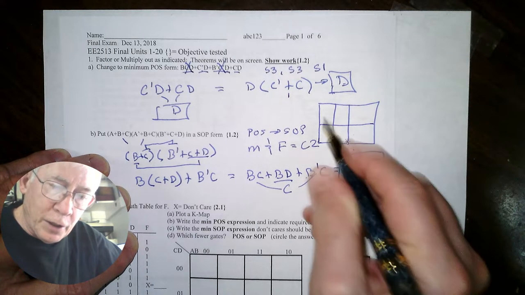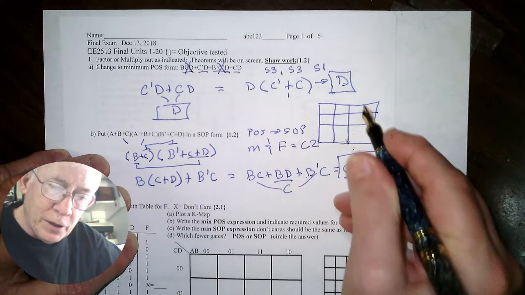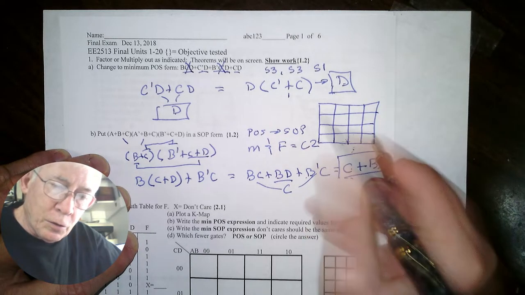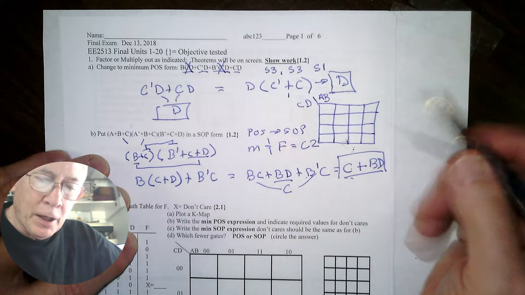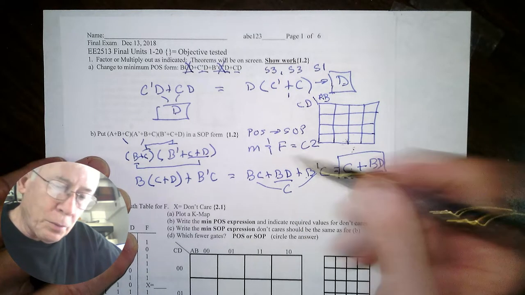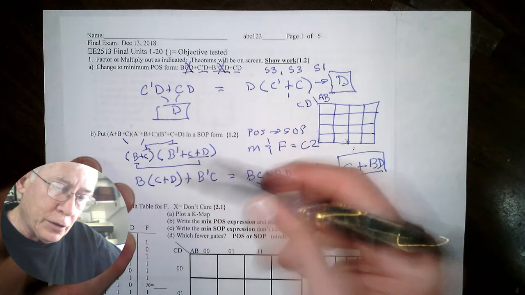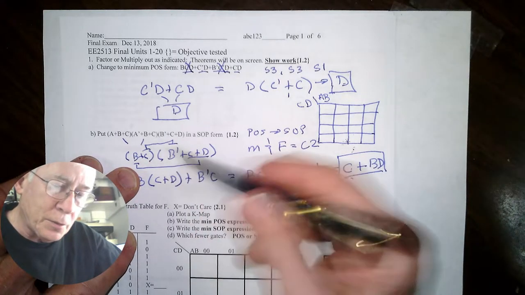So we'll set this up. We have four variables, A, B, C, and D. So put A, B, C, D, like we always do. And we'll plot this up here. B plus C quantity times B prime plus C plus D.